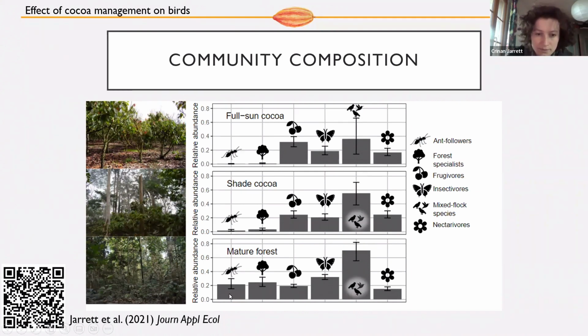So, for example, ant followers are about 20% of the community in mature forest, maybe 5% in shady cocoa, and less than 1% in full sun cocoa. So the shady farms, they're not a substitute for forest, but they somehow represent an intermediate between forest and intensified cocoa. In contrast, with some other guilds like frugivores, we have an opposite pattern where they occur at lower abundances in the forest than they do in cocoa.